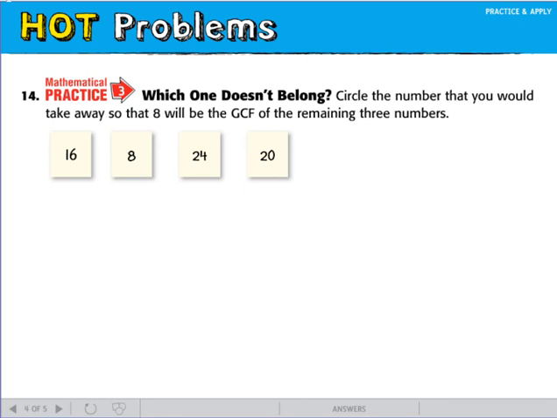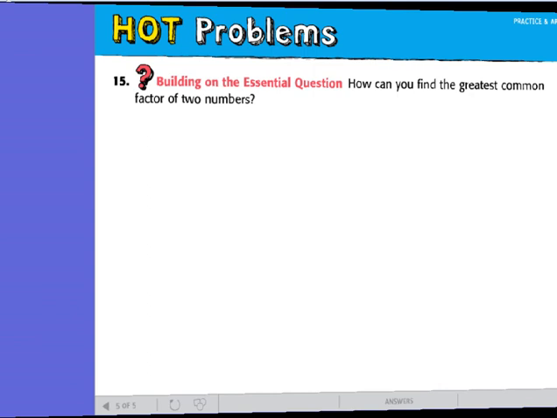Which one doesn't belong? Listen. That's part of the thing that you guys do. You didn't even read the question. It wants 8 to be the greatest common factor of the remaining numbers. So you need to figure that out. Which 3 numbers will have 8 as the greatest common factor? Remember what I said? Factor tree all of them. Make sure which ones are going to have it.